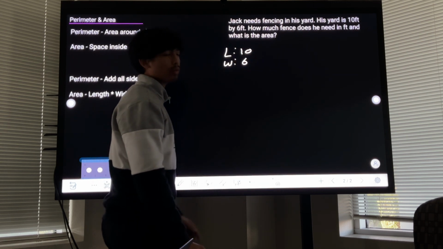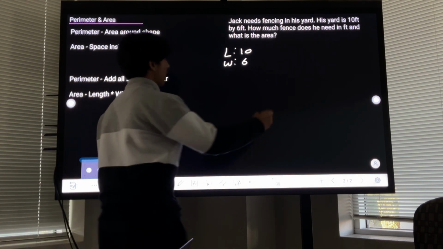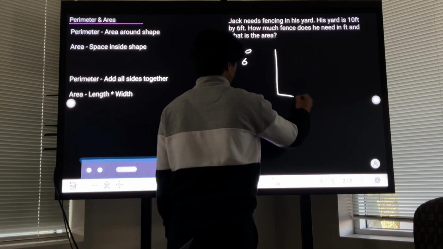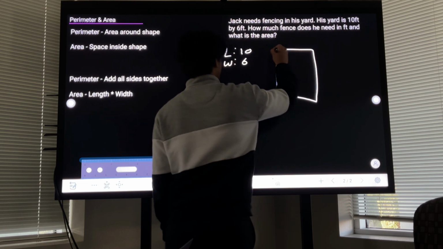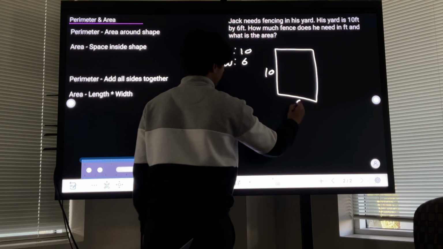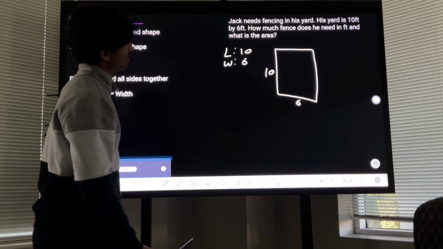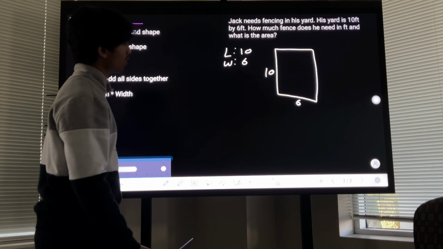When you're working with geometry problems like this, with anything with shapes, it's always good to draw a diagram or a model. So let's draw something like this. The length is 10 and the width is 6. How much fence does he need in feet, and what is the area?